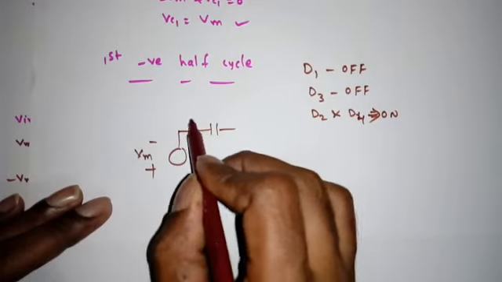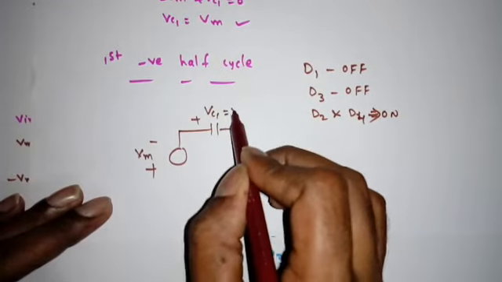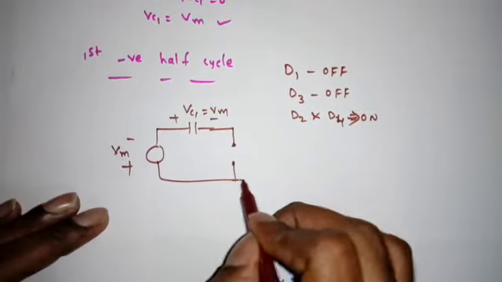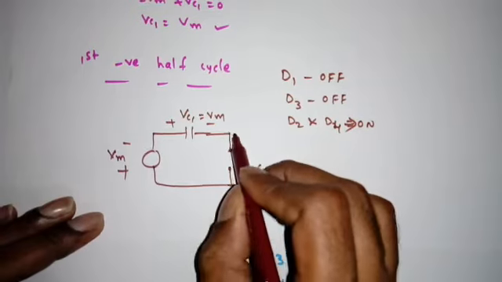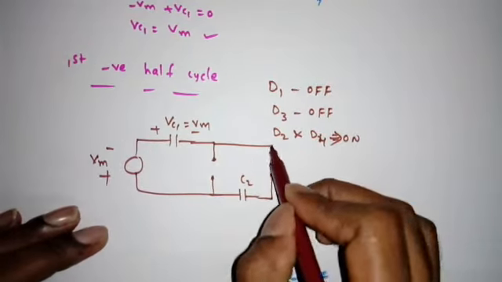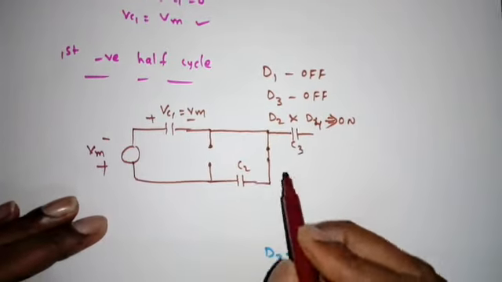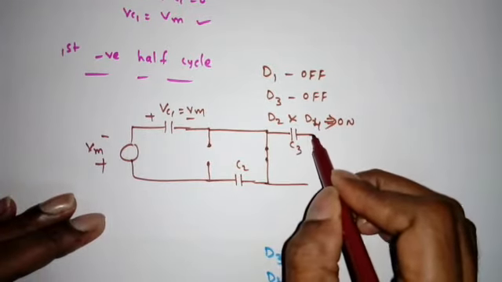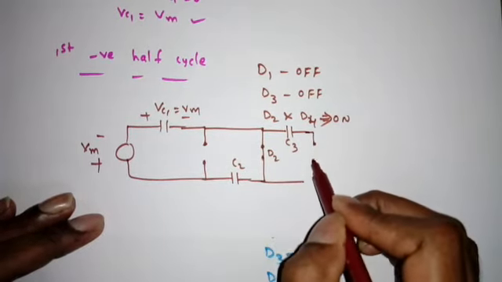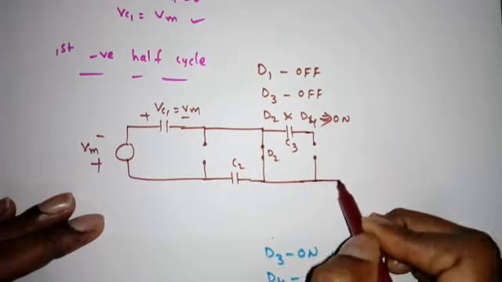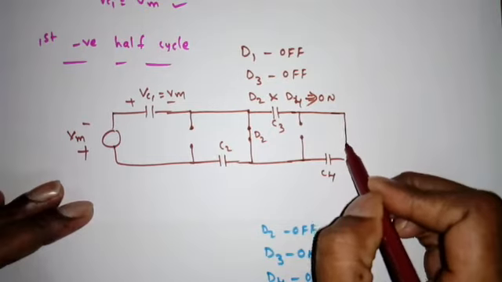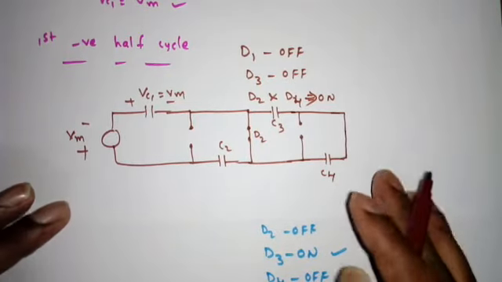So this is already charged to Vc1, which is equal to Vm, and it is open circuit. This is the capacitor C2, and here the diode D2 will be on, so short circuit. So here C3, and this is the D2. So D3 here will be off. So this is the capacitor C4, and the D4 will be on, so short circuit, right?